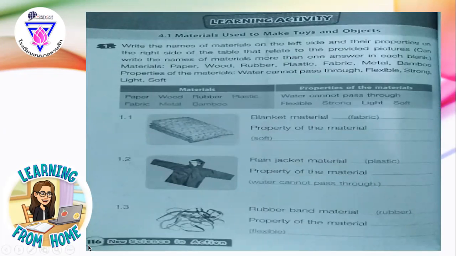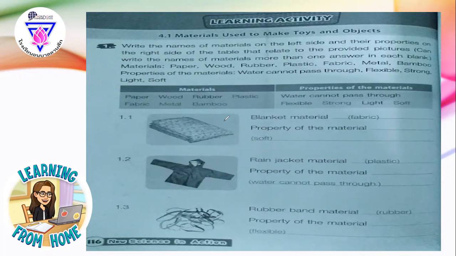Here, page 116. You have there the picture of the blanket, the rain jacket, and also the rubber band. What you are going to do is to write the materials and the properties of the materials. You have the paper, wood, rubber, plastic, fabric, metal, and then bamboo. Then you also have the properties of the materials: water cannot pass through, flexible, strong, light, and soft.